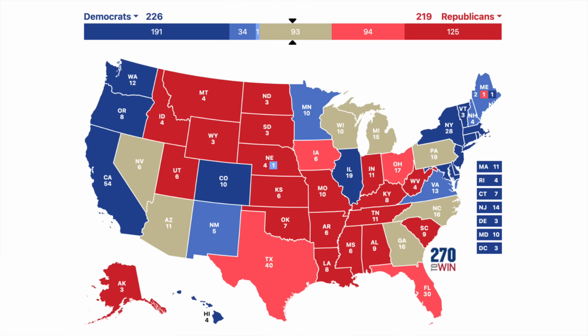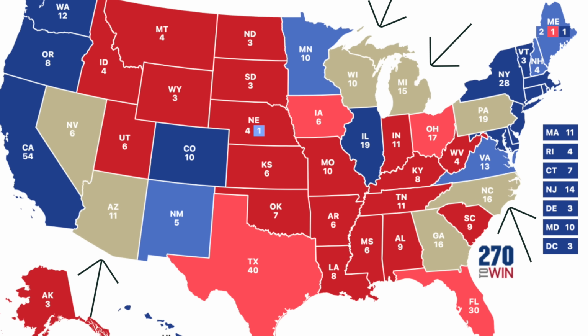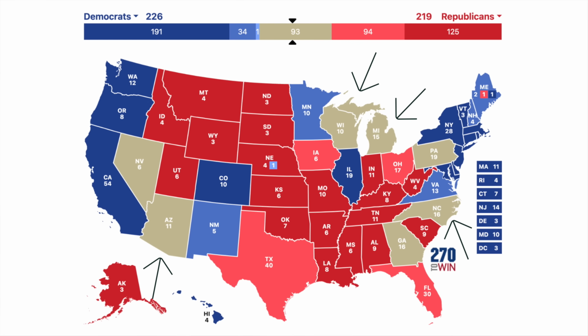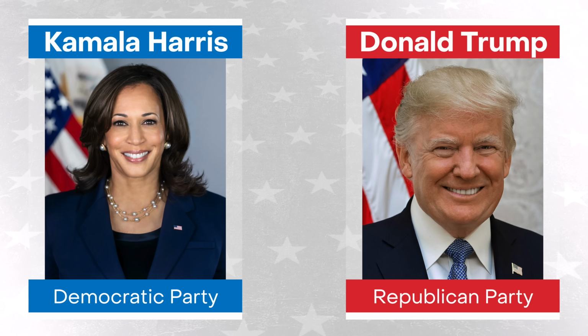This map is colored according to projected winner of those votes. If it's a very dark blue, that means it's very likely that the Democrat will win that state. If it's a lighter blue, then it's less likely. If it's a dark red, then it's very likely that the Republican candidate, in this case Donald Trump, will win the state. And the lighter the color, the less likely it is. And then we have these tan states, and those are states where it's a toss-up. It's too early to tell who will win. Will it be Donald Trump or will it be Kamala Harris?